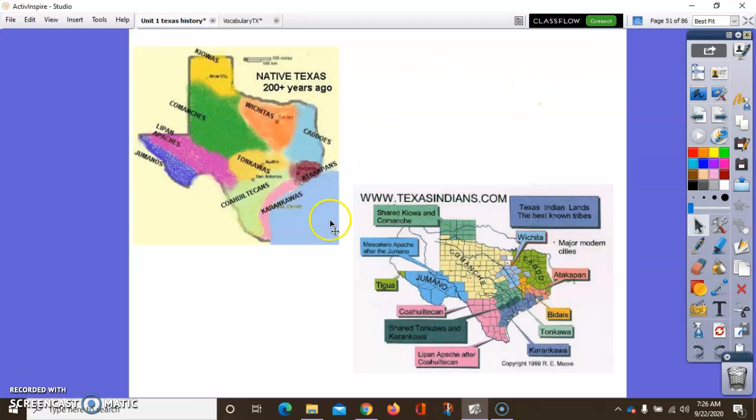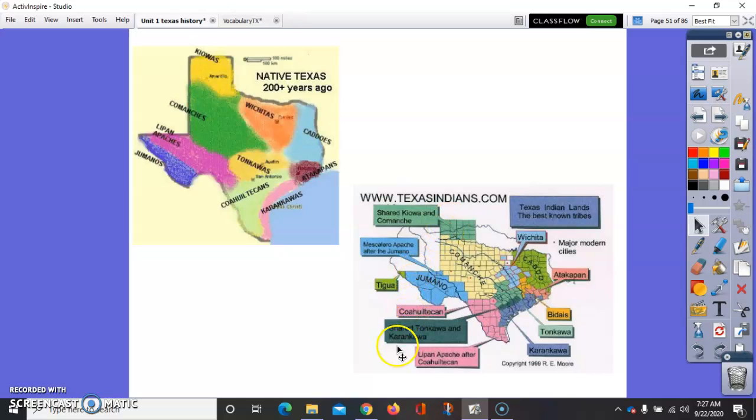Now, this map kind of shows a simplified version of the different tribes who were here in Texas. Okay, we have a tribe called the Kiowa, the Comanche, the Apache, the Jumanos, Cohuiltecans, Karankawas, Attakapans, Tonkawas, Caddos, and Wichita.